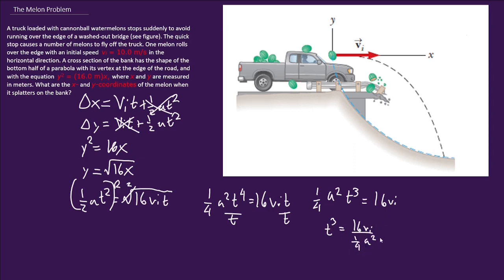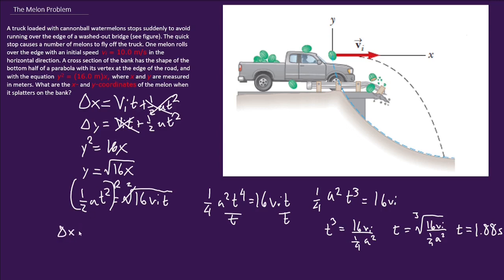Then we just take the cube root of both sides, so t is going to be equal to the cube root of 16 v_i over 1/4 a squared. And then you can evaluate this in your calculator, approximately 1.88 seconds. And now we can actually use this time value and plug it into the original equations.